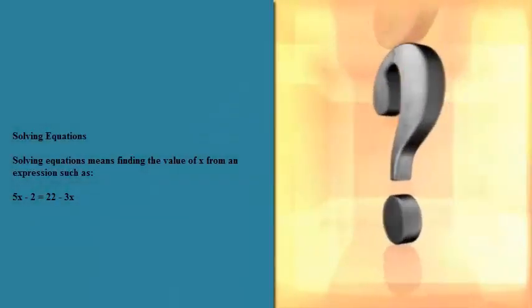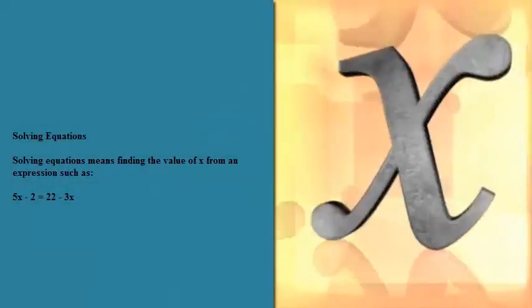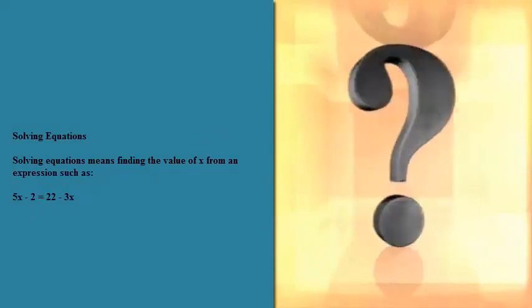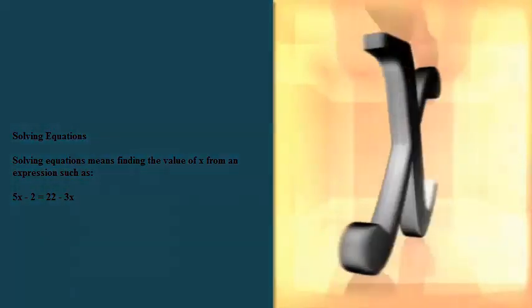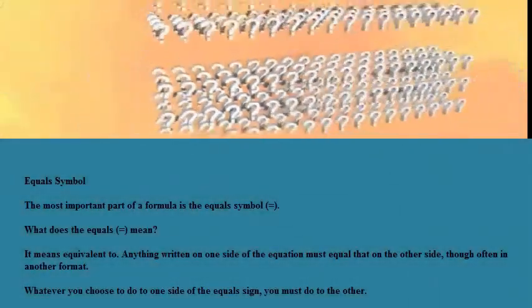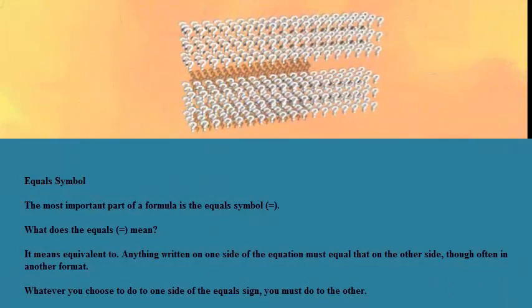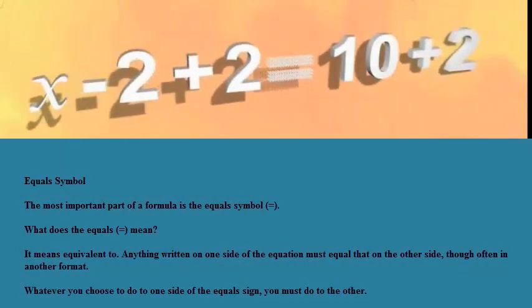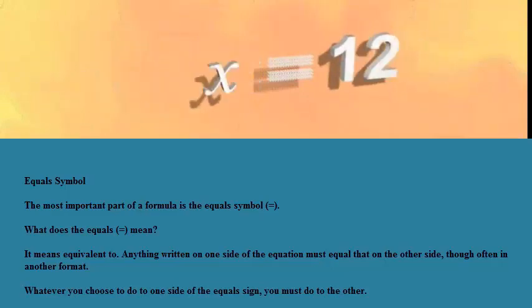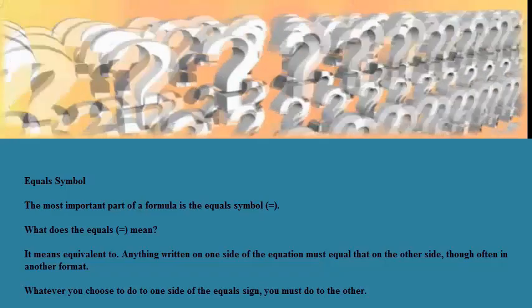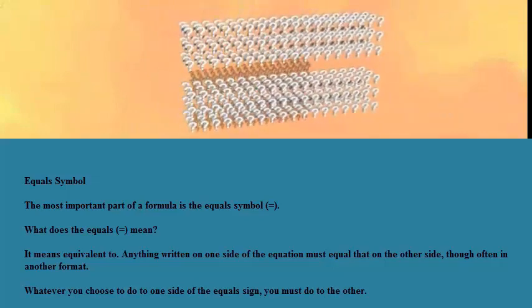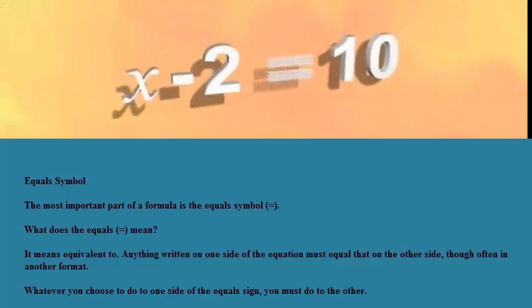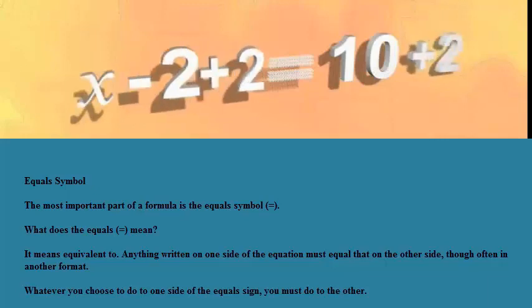Solving equations means finding the value of x from an expression such as 5x minus 2 equals 22 minus 3x. The most important part of a formula is the equal symbol. What does the equals mean? It means equivalent to. Anything written on one side of the equation must equal that on the other side, though often in another format. Whatever you choose to do to one side of the equal sign, you must do to the other.